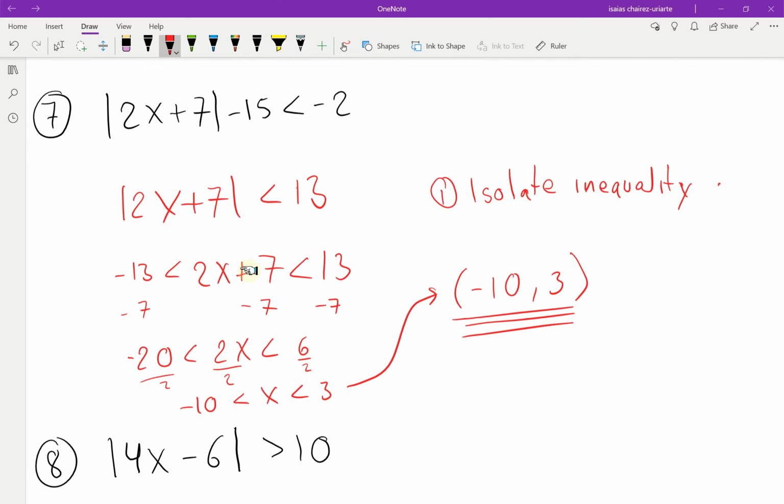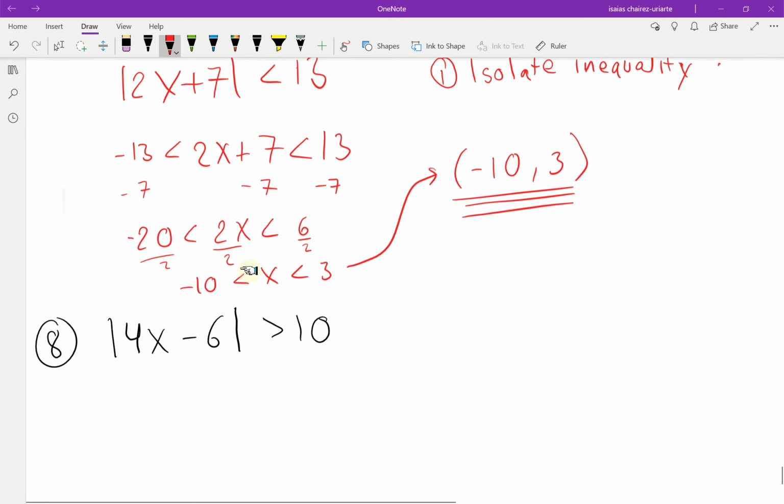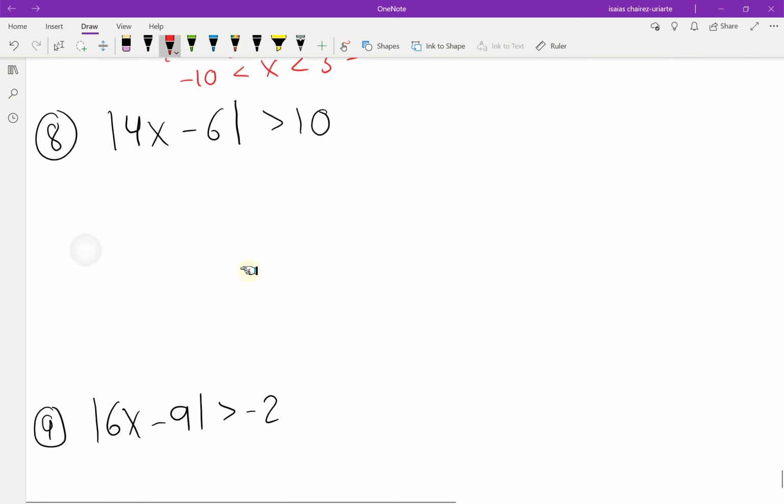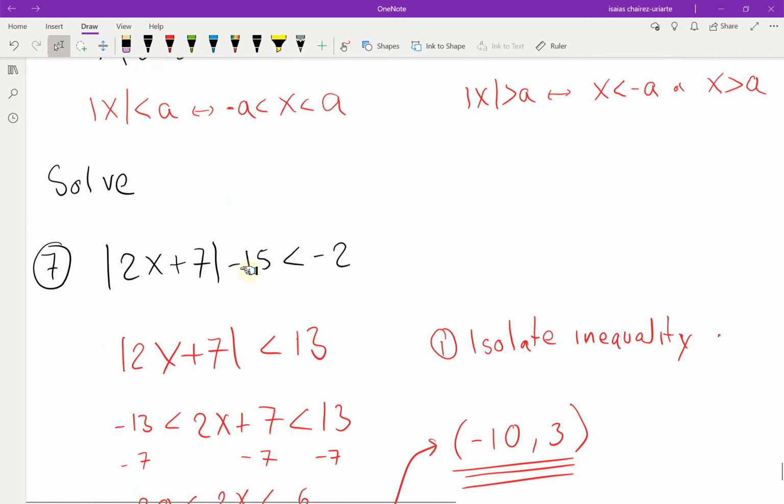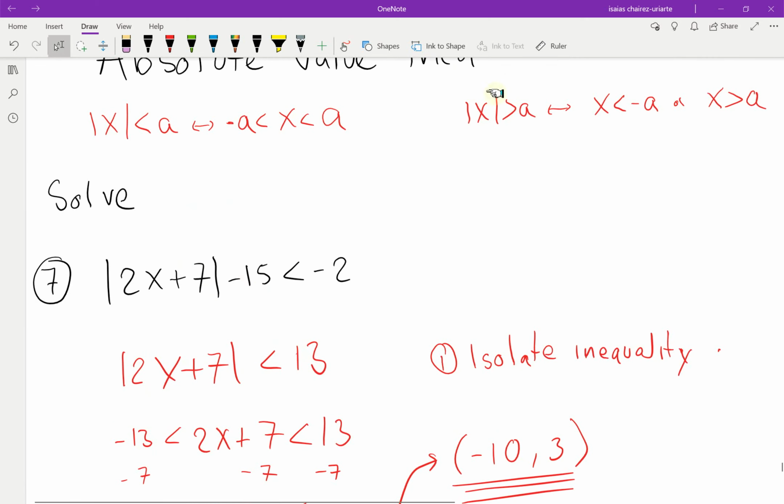That's okay. Next one. So let me think about this one. Alright, so I gotta solve that. Let me look at the little guidelines that we put up here. So we said that if we have the absolute value of something is bigger than, then we're going to end up with 2 inequalities. X is less than negative a, or x is bigger than a.